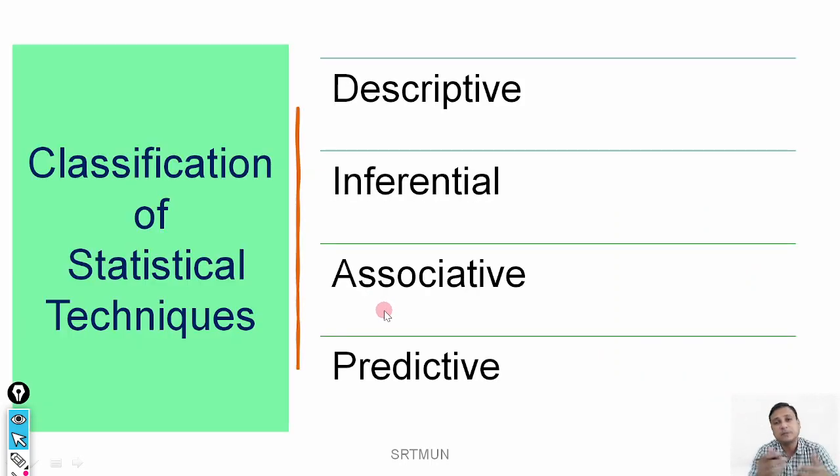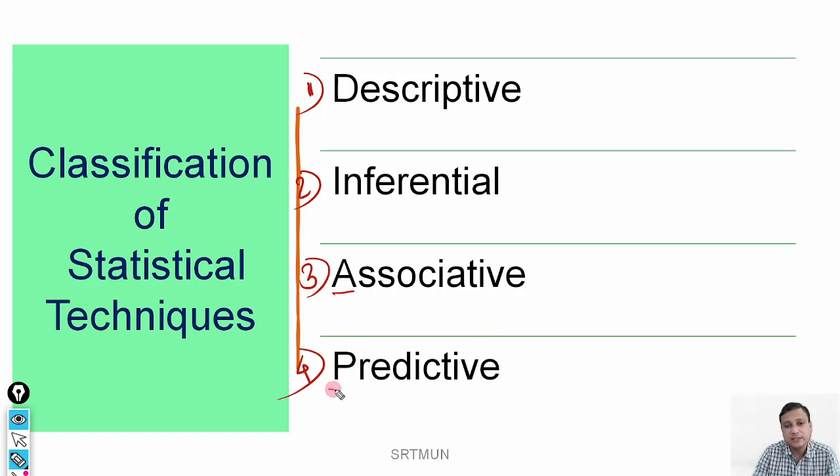Let me take you all to the classification of statistical techniques. Statistical techniques are broadly classified into four parts. First is descriptive statistics, second is inferential statistics, third is associative, and fourth is predictive statistics. In a few books, associative statistics and predictive statistics have been considered as a part of inferential statistics, but for better understanding, we have classified it into four parts: descriptive, inferential, associative and predictive.